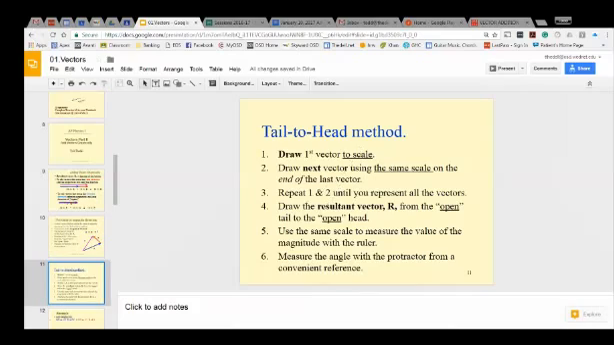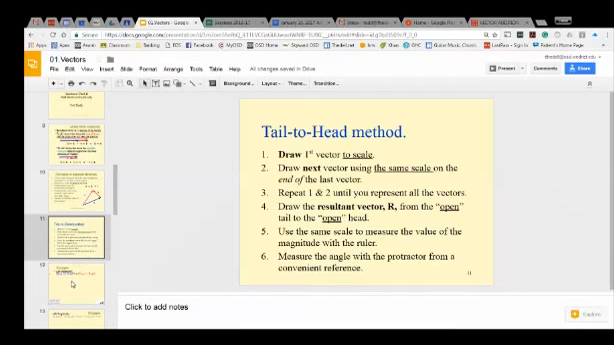The next step is step 3. We repeat that. So if we happen to have 3 or 4 or 5 vectors we're adding together, we just keep putting the next vector on the end of the previous vector. Then when we're done, we draw the resultant vector R, and it goes from the open tail to the open head. You'll see how that works when we get to the example. We then use the same scale to measure the value of the magnitude with the ruler, and then we measure the angle with a protractor from a convenient reference. Okay, so let's do an example.